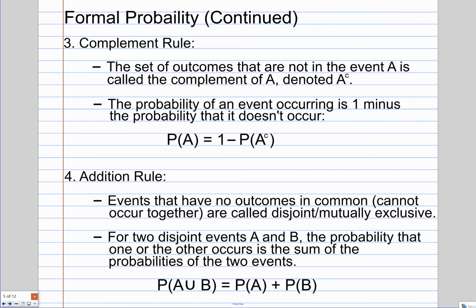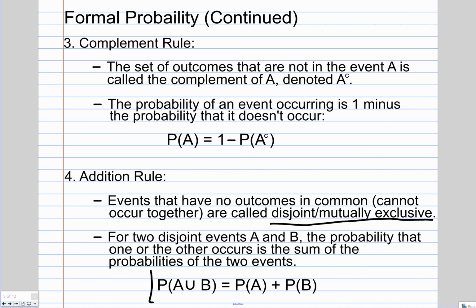So if something happens and the other thing you're looking at can't happen, then those two things are disjoint. Another word we use is mutually exclusive. Disjoint or mutually exclusive, they mean the same thing. We're always going to make that check before we use the addition rule to do the probability of A or B.